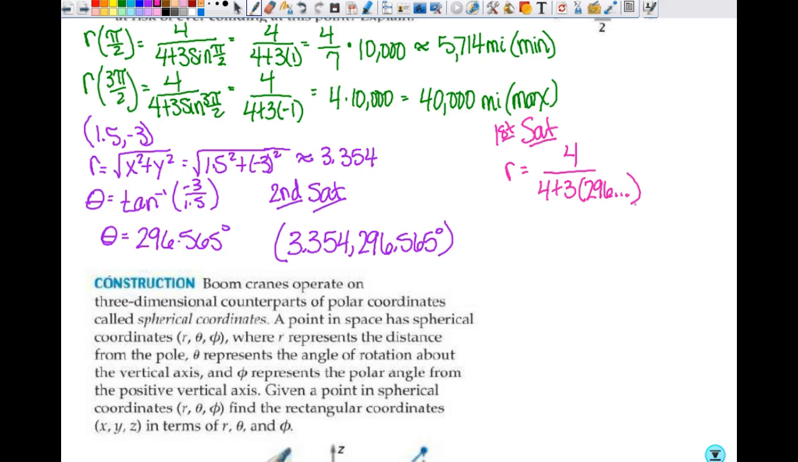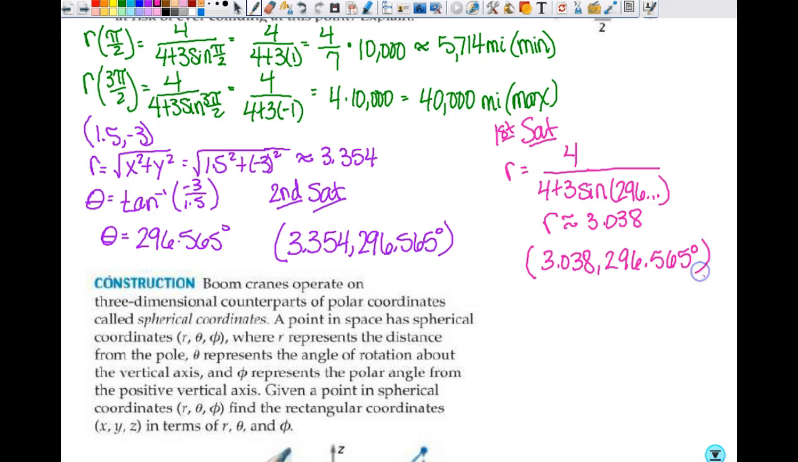And then once you figure that out, what you get, oh, I'm sorry, 3 sine of that. Not just the angle stuff. Oh, come on. 3 times the sine of that angle, not just the angle. Here we go. That gives us the right thing. So what we get then is that r is about 3.038. So our ordered pair would be 3.038 and then 296.565 degrees. So given these 2 points, is there a risk of them colliding at that point?